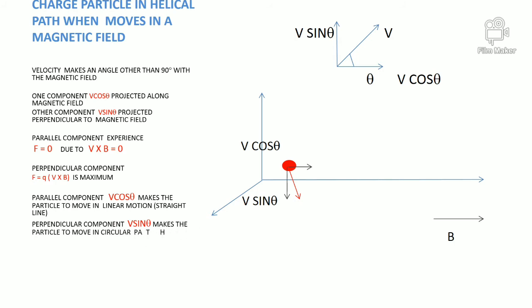So the combination of cos and sin components will make the particle move in a helical path, that is, the combination of translatory motion and rotatory motion will produce a helical path for the charged particle. Now see the motion of the particle here.